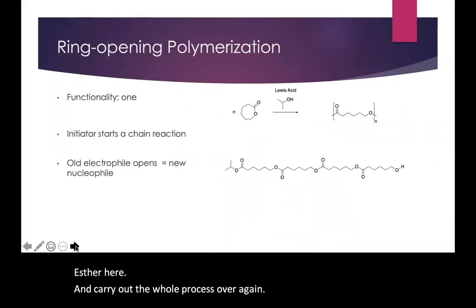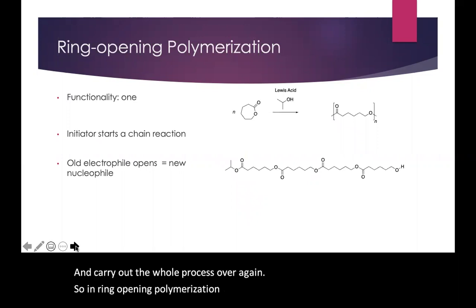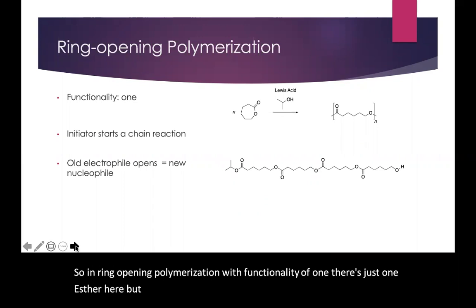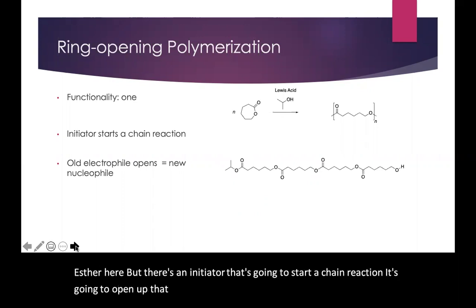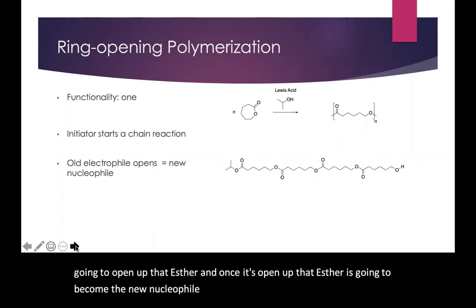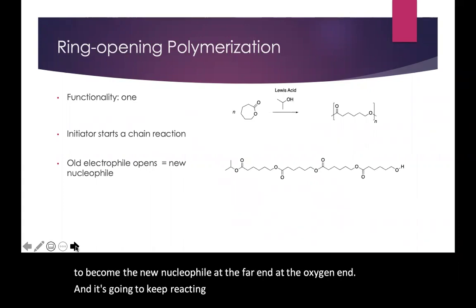So in ring opening polymerization, we have a functionality of one. There's just one ester here, but there's an initiator that's going to start a chain reaction. It's going to open up that ester, and once it's opened up, that ester is going to become the new nucleophile at the far end, at the oxygen end, and it's going to keep reacting with additional monomers to form a polymer.